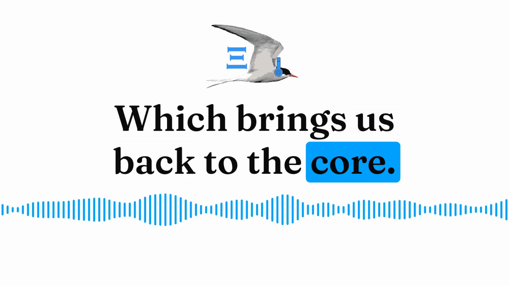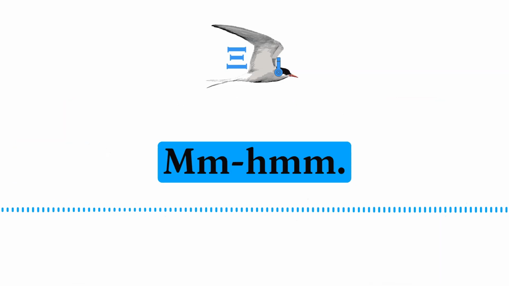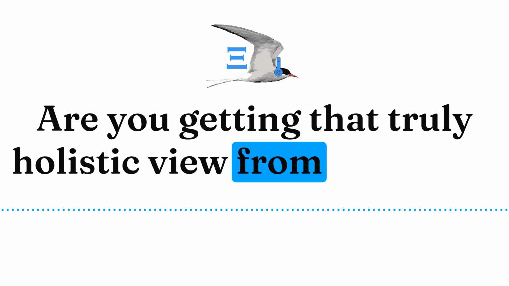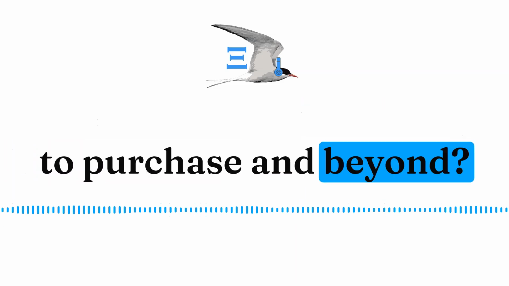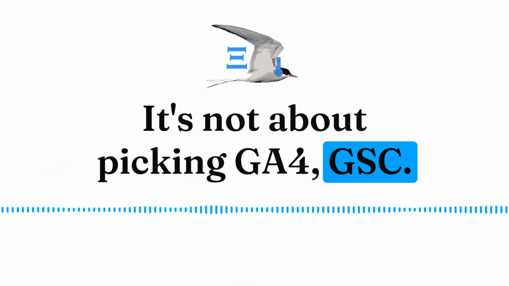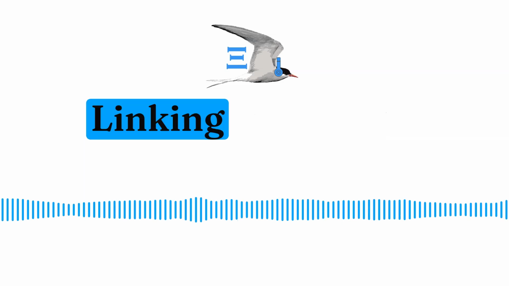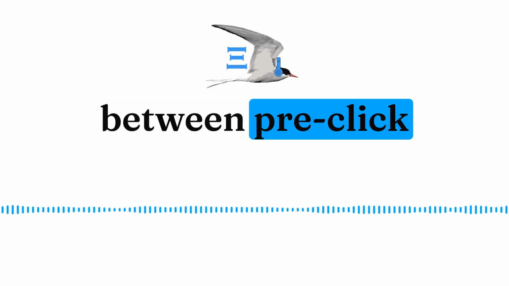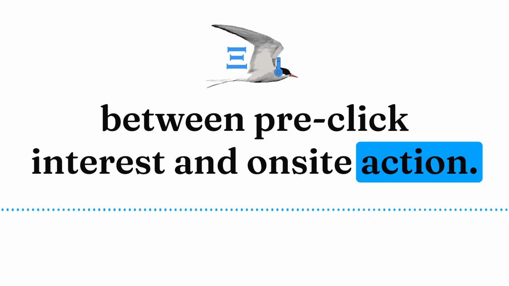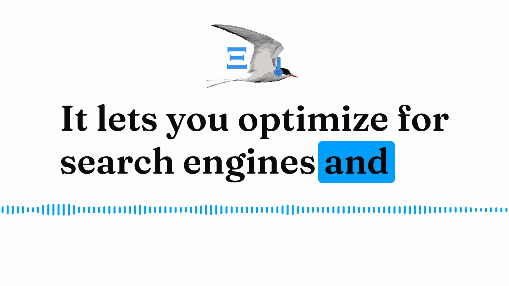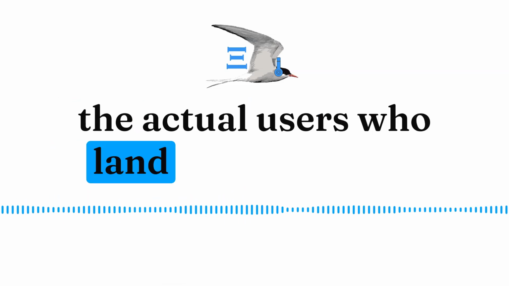Which brings us back to the core question for you, the Shopify merchant. Are you getting that truly holistic view, from discovery to purchase and beyond? Right. It's not about picking GA4 or GSC. No, absolutely not. It's about using them together. Linking them gives you that connection between pre-click interest and on-site action. It lets you optimize for search engines and for the actual users who land on your store.